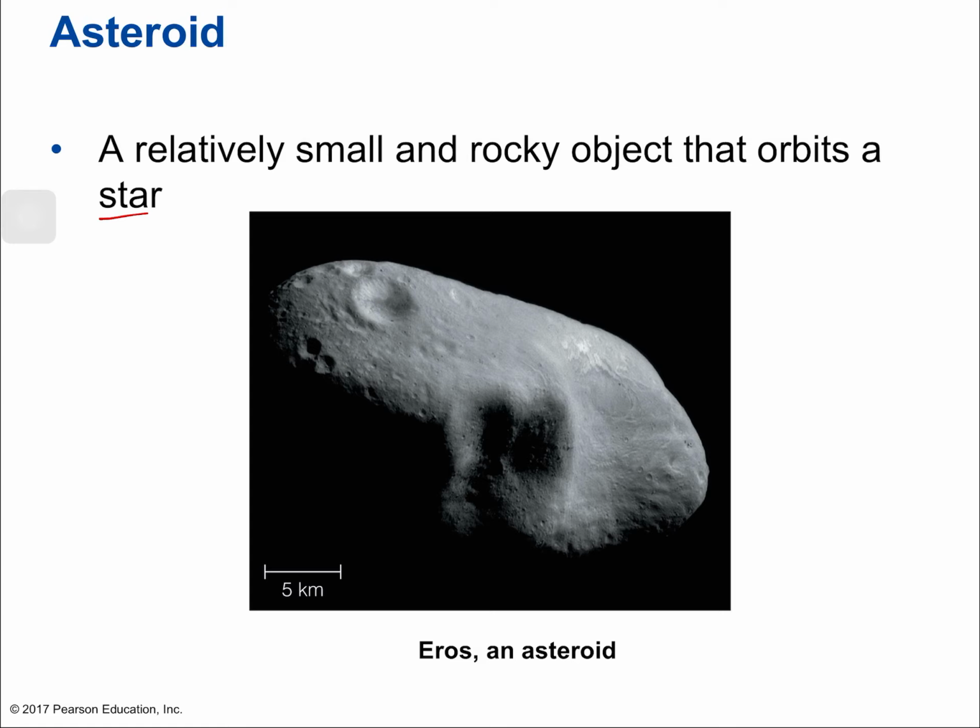This one here we can see. So maybe the size of a city, and they kind of have a shape that maybe looks like a potato or something. They're not spherical. They never have been crushed into a sphere by the forces of gravity.